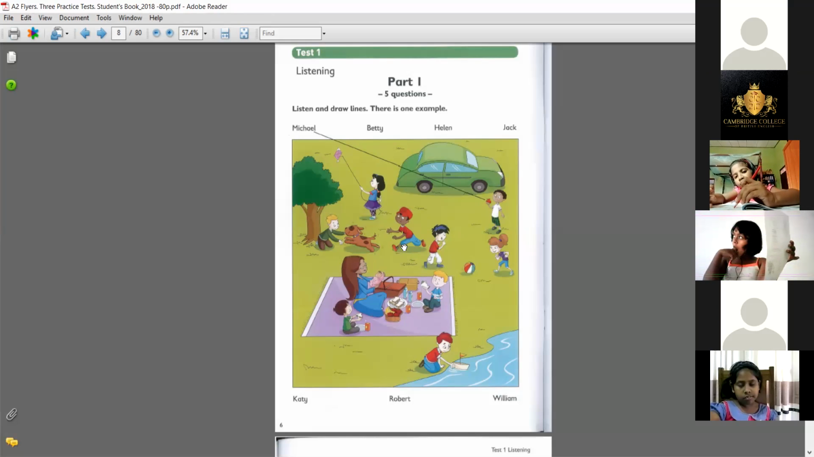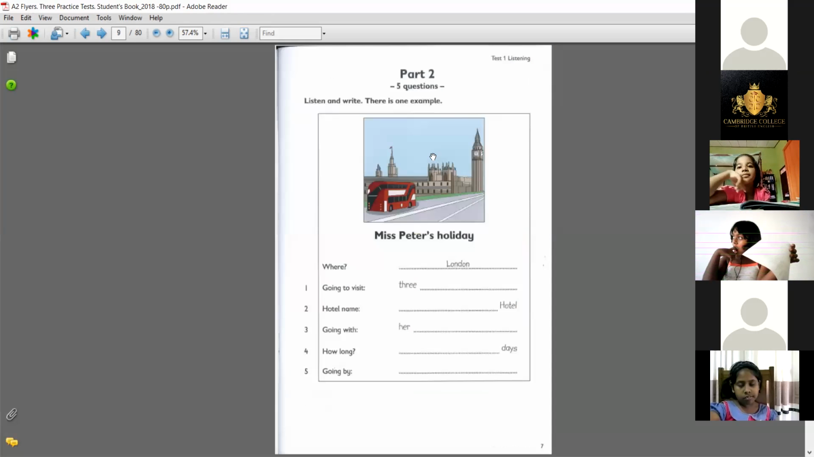Okay, for the first part, you need the ruler and the pencil because you want to match the person with the name. In part two, you have to remember the words that you have learned in your pasting book. They will tell you a name or a number. You should hear and write it here.